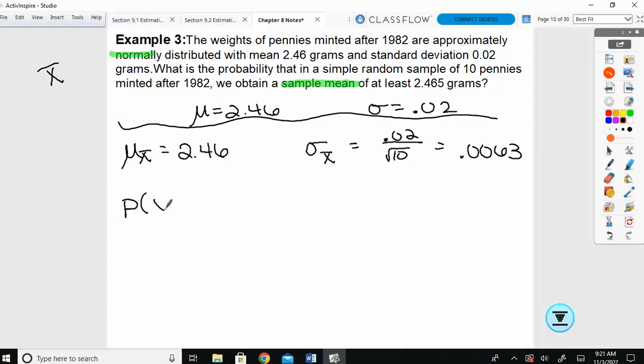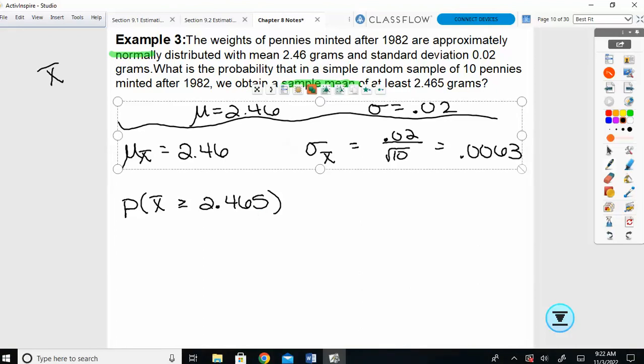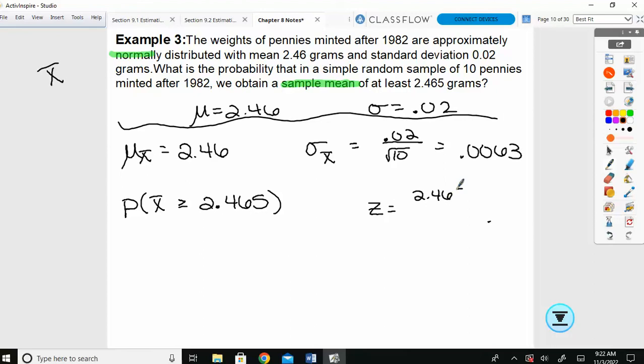I'm asking you to find the probability of the sample mean, so that's X bar, at least, what does that mean? Greater than or equal to 2.465. All right, this is the type of question that you would have had yesterday. I'm talking about X bar, so I have to use the mean and standard deviation that go with it. So I have to use the X bars. When I gave you an X, you had to turn it into a Z. So we have to find our Z first. So Z is our value minus the mean divided by the standard deviation. And we're using everything from the X bar.